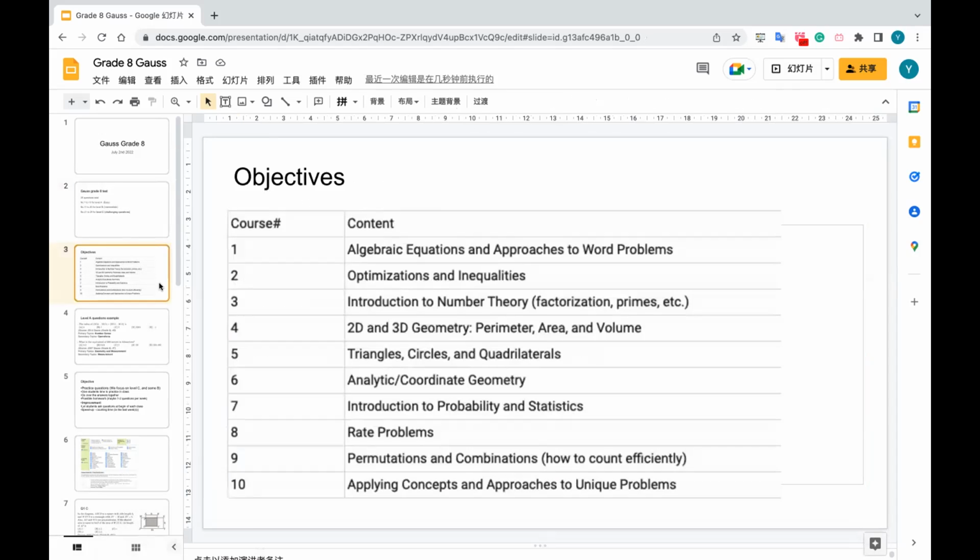So here are the objectives we're going to talk about. Assume we're going to meet 2 hours each time, so every time we're going to try to get one content done. Here we label all the course numbers, starting from number 1, algebraic equation and the word problems, to applying concept and approach to unit problems. Each course, we try to get it done in 2 hours. We try to practice as many questions as we can for level C.